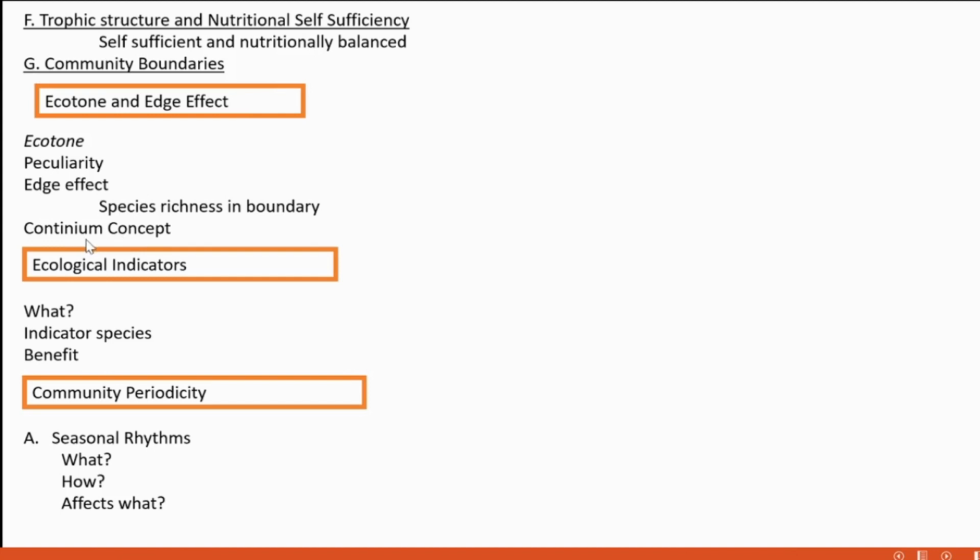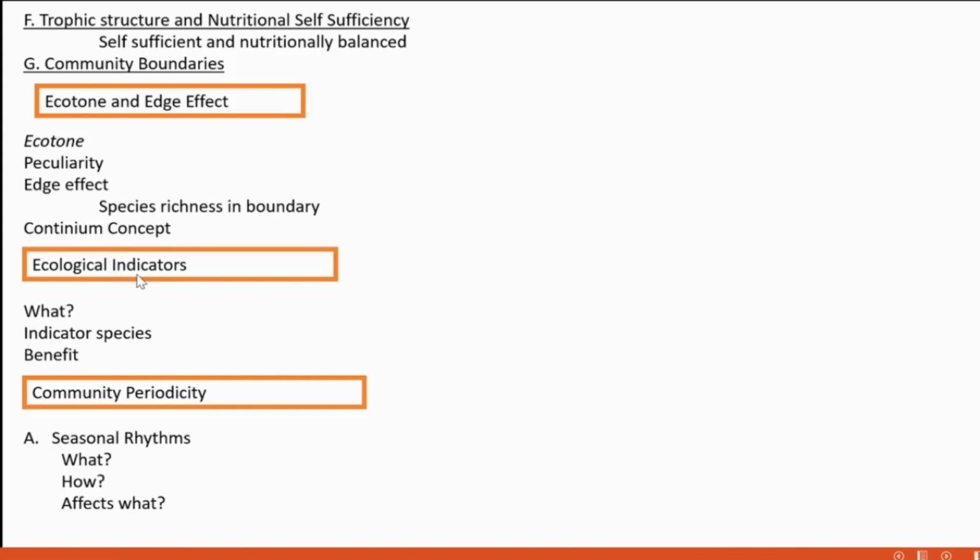Then continuum concept. Continuum concept means there is no well-defined boundary between the communities. It feels like the first community is almost continuous with the second. But actually it's not continuous; gradually some changes accumulate, and it forms another community. But we feel that it is continuous. There is no well-defined boundary. So that is the continuum concept. There is only a gradual change with respect to space, with respect to time, and all these things.